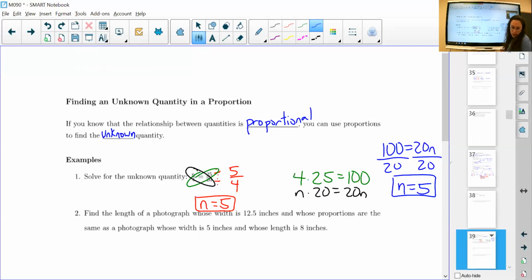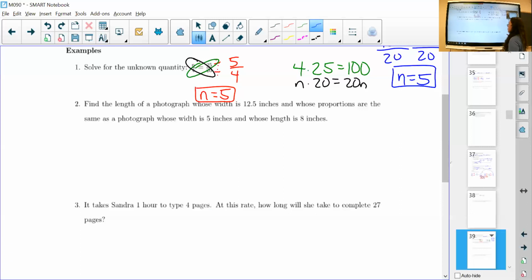Okay, we've got one more page, I think, or more parts of this page, sorry. We have an hour to type 4 pages. We want to complete 27 pages. To do this, it's not going to be a whole number, so you're going to either need to use decimals, use fractions, use mixed numbers, or you could convert everything to minutes. Either way.